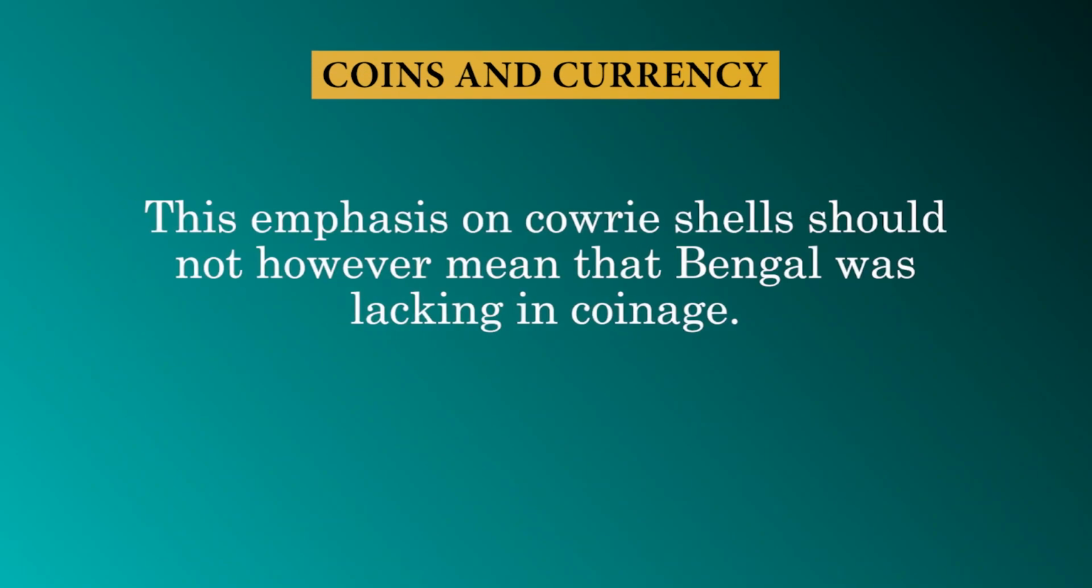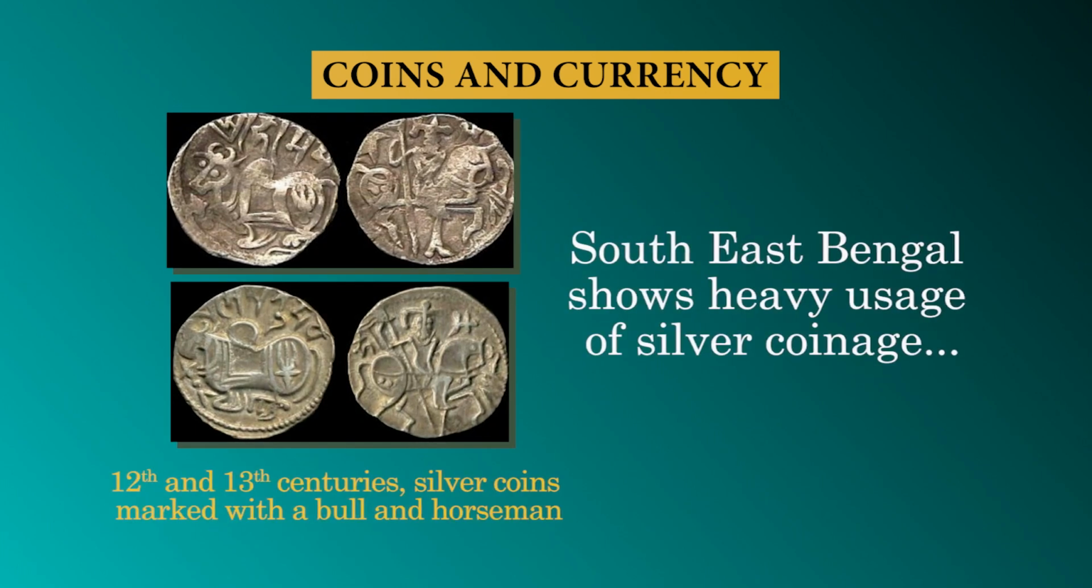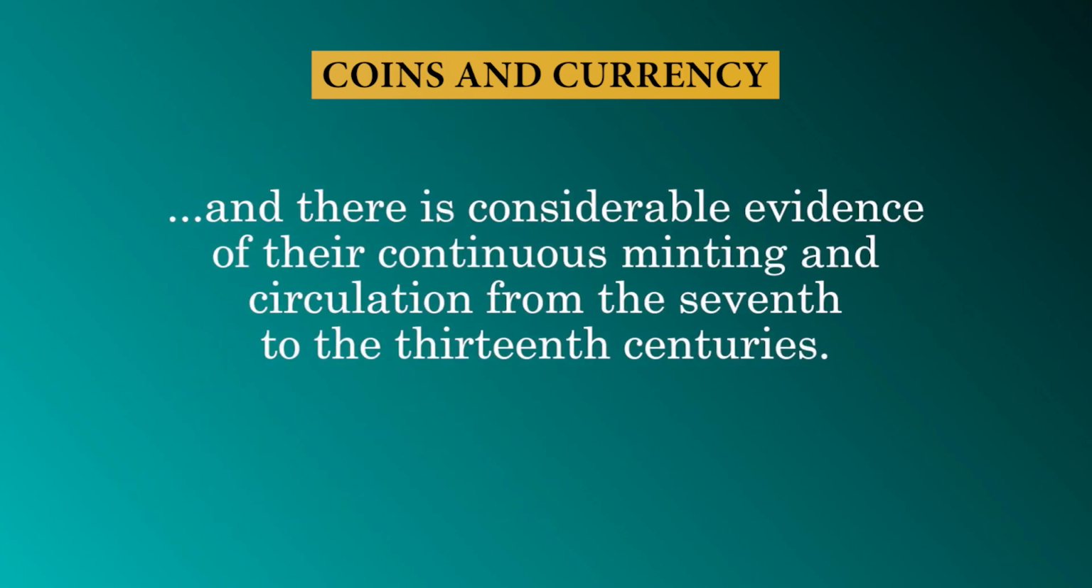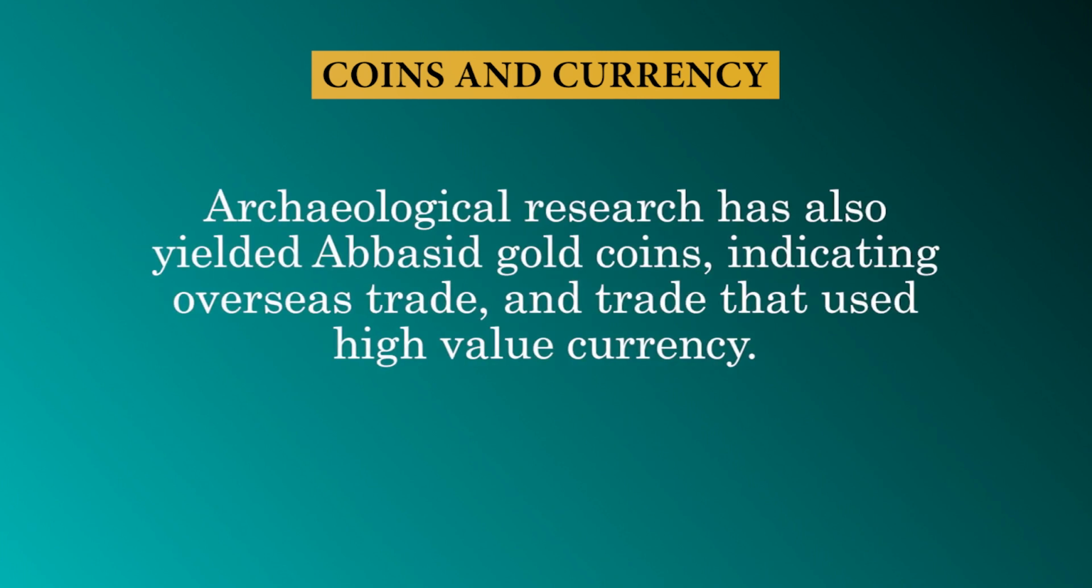This emphasis on cowrie shells should not, however, mean that Bengal was lacking in coinage. Southeast Bengal shows heavy use of silver coinage, and there is considerable evidence of their continuous minting and circulation from the 7th to the 13th centuries. Archaeological research has also yielded evidence for gold Abbasid dynasty coins, indicating overseas trade and trade that used high value currency.